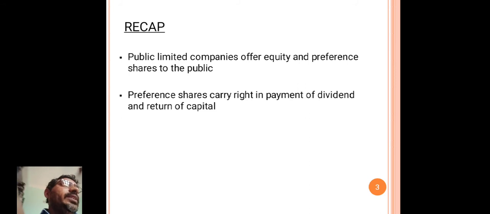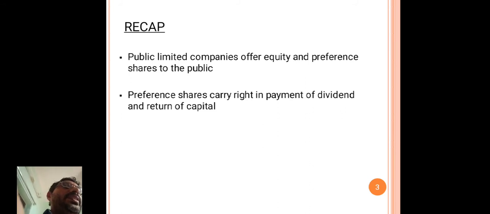In that I have clearly explained to you the shares are three types. One is deferred shares, number two equity shares, and number three preference shares. The deferred shares are the founders shares. These shares are held with the promoters or founders of a joint stock company.